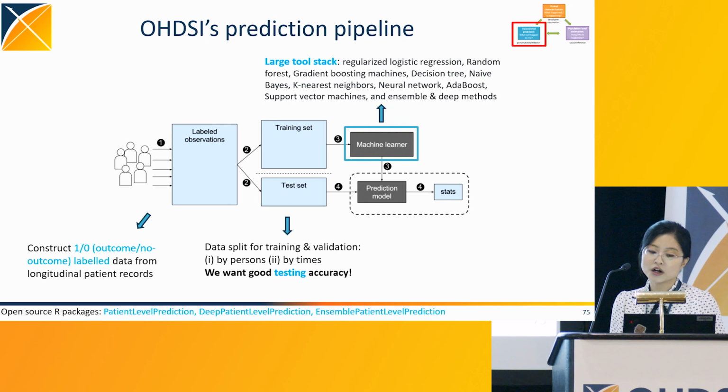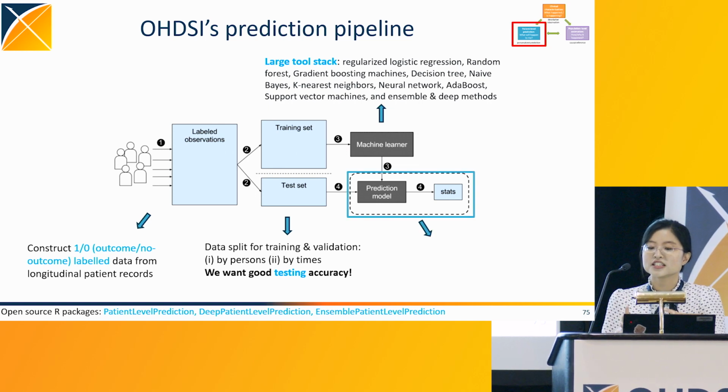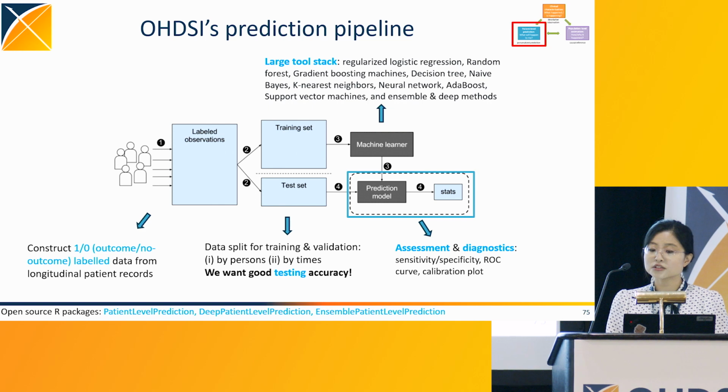The work group, patient-level prediction, have put in tremendous efforts in making them available and making them very efficient across large-scale data sources. And finally, having the prediction model itself is not quite there yet. We have to see how the model is performing. So we have to run assessments, we have to run diagnostics to see if the model is doing a good job. So typically we would check, for example, sensitivity, specificity, false positive rates, false negative rates, and so on.